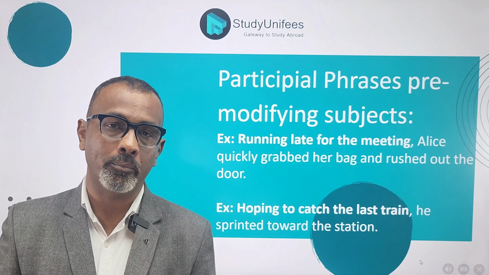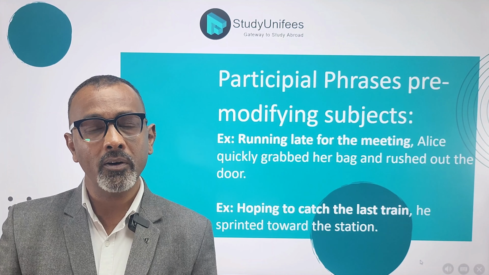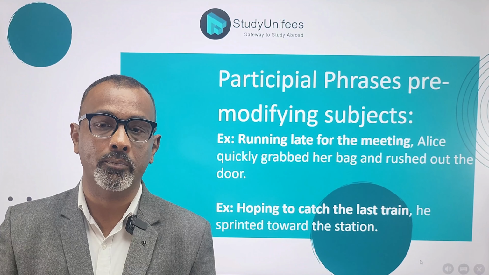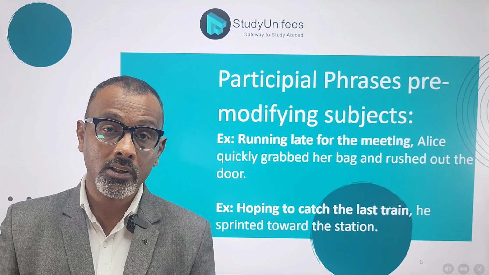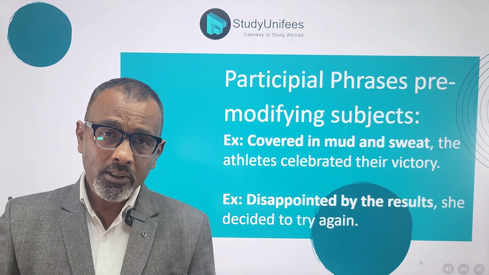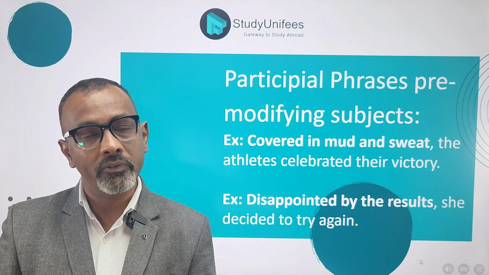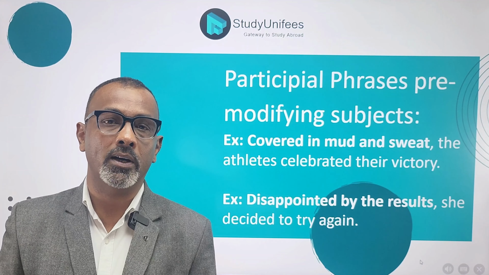Look at the second example. Again, the participial phrase begins with the present participle. Hoping to catch the last train describes the subject he. Participial phrases can also begin with V3, the past participle.